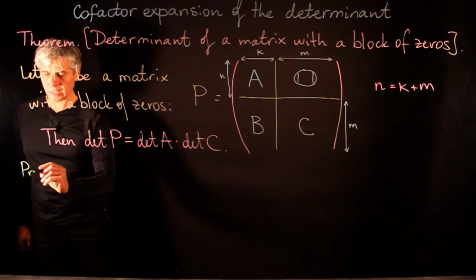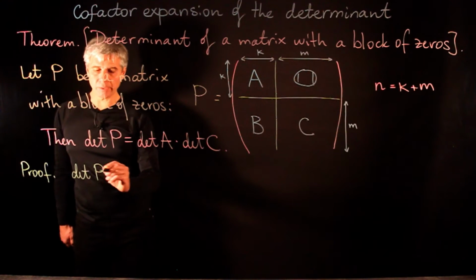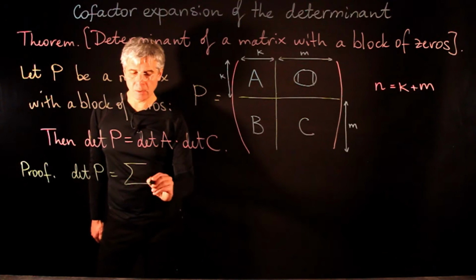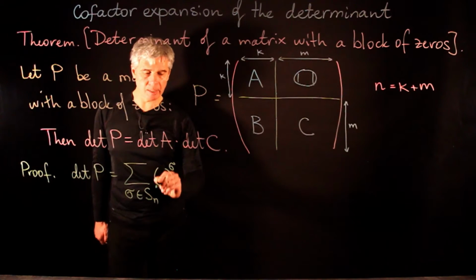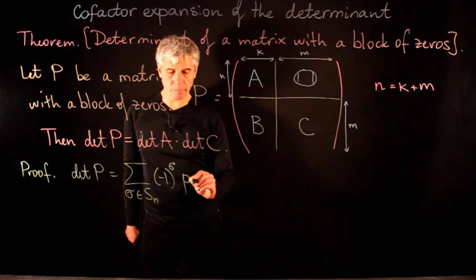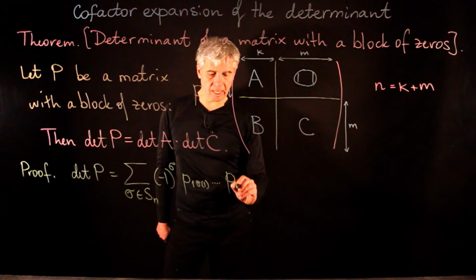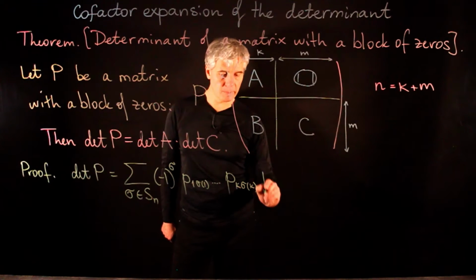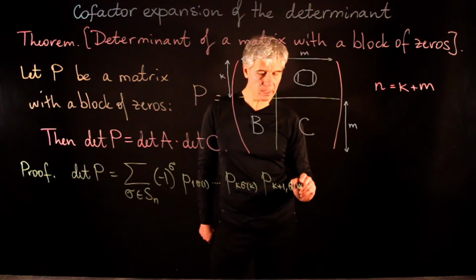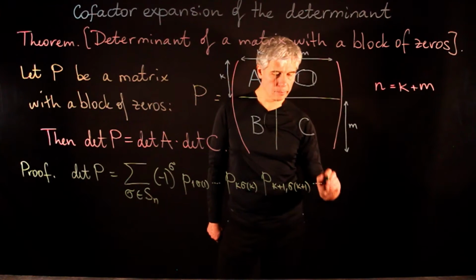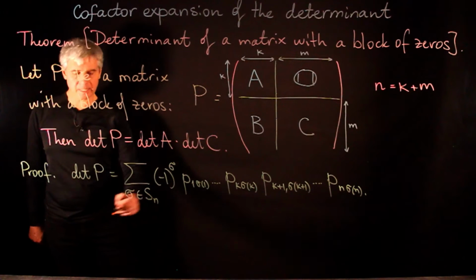Let us give a proof of this theorem. So we write down the formula for the determinant of the matrix P. This is the sum over sigma in S_n of minus 1 to the power of sigma, times the product P_{1,sigma(1)} ... P_{k,sigma(k)} P_{k+1,sigma(k+1)} ... P_{n,sigma(n)}. Now we analyze this sum.